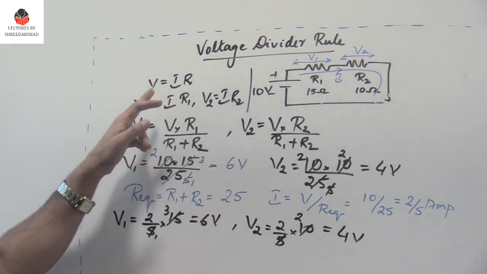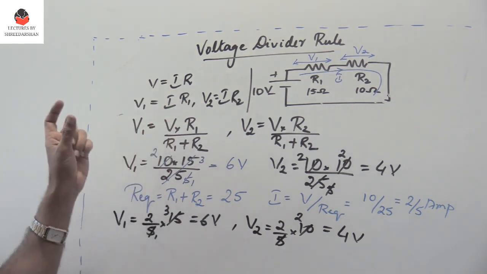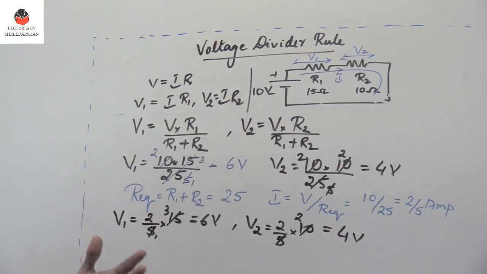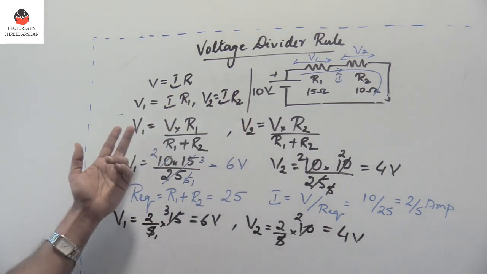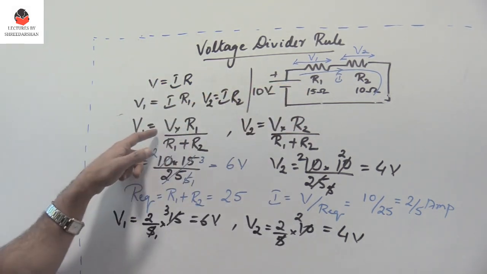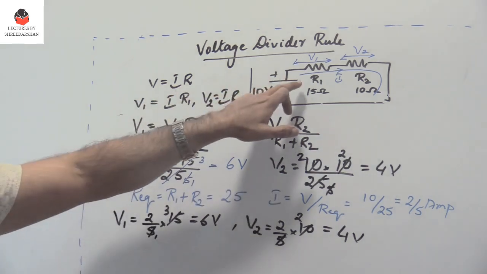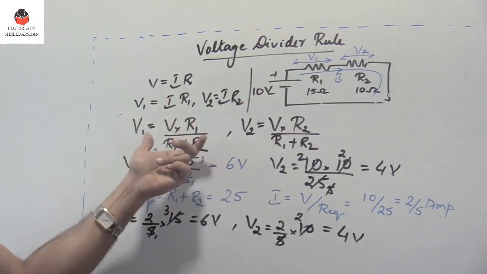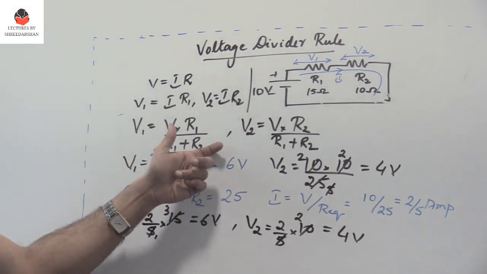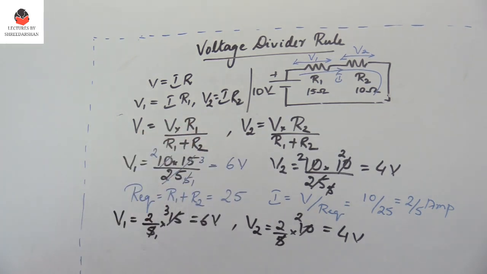So remember, the voltage divider rule is used to calculate the voltage across each resistor. So how do we apply the voltage divider rule? To find the voltage across a particular resistor, we need to consider the total voltage into the resistance under consideration, R1, divided by the sum of resistors. So we have done it for V1 and the same thing gets applied to V2.